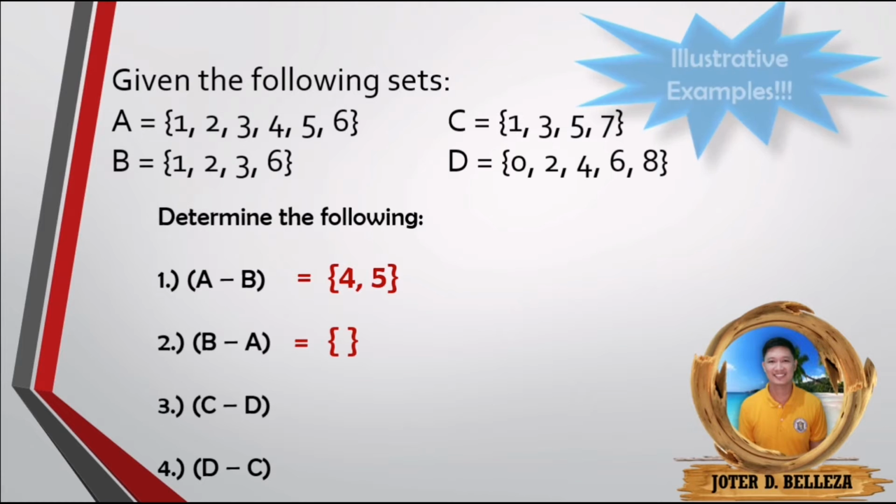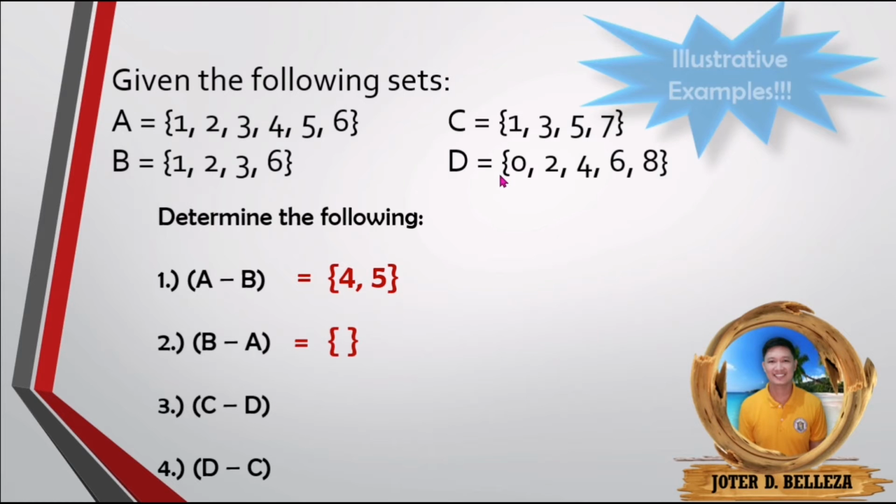Okay, so let's have number 3. C minus D. Let's take a look at C and D. What are the elements of C? Those are 1, 3, 5, and 7. While set D contains 0, 2, 4, 6, and 8. Right? Okay. Are there elements common between C and D? None. Take note that we will be taking away elements of D that are found in set C.